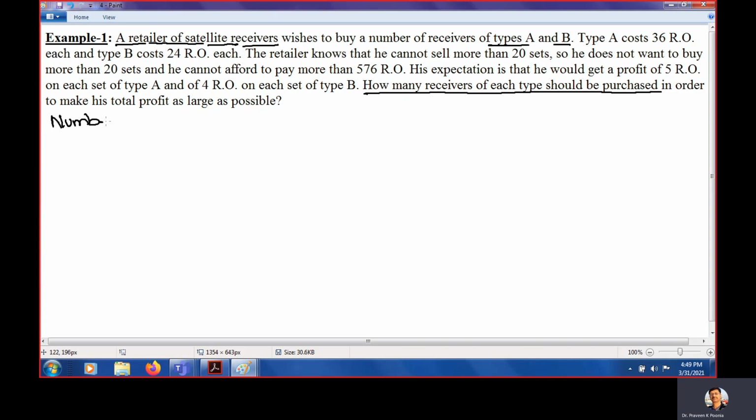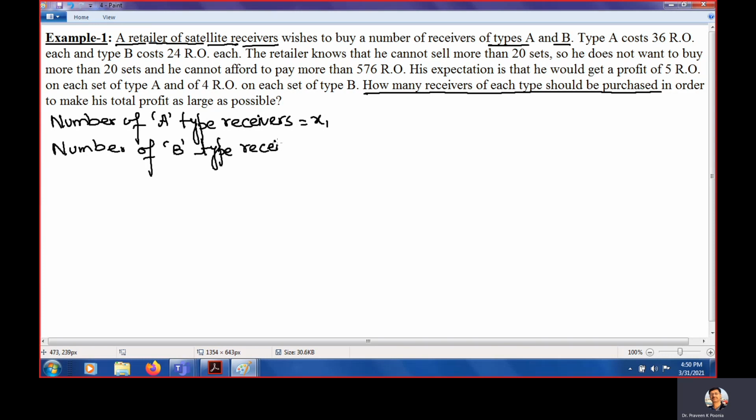Number of A type receivers is equal to, let it be x1, and number of B type receivers is equal to x2. Number of A type receivers, number of B type receivers. And then after deciding that these are the decision variables, make a small table.